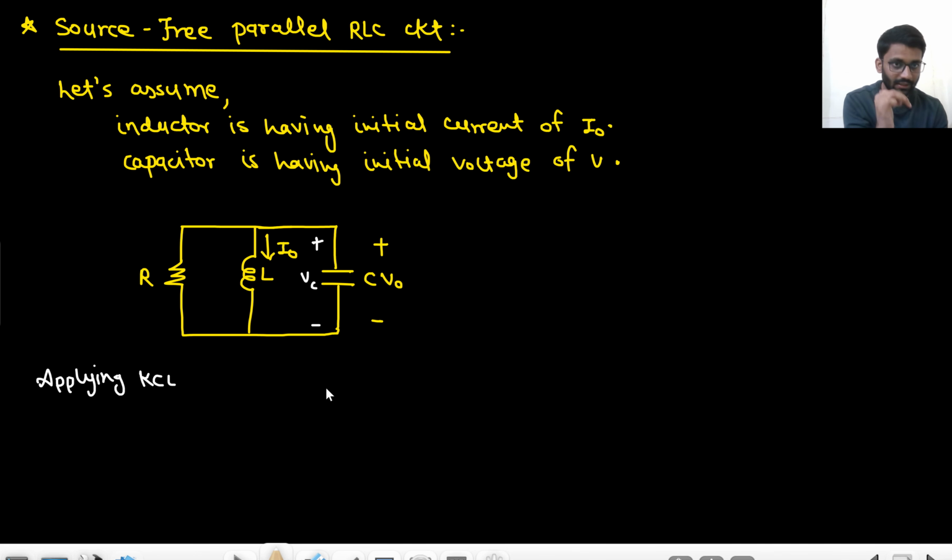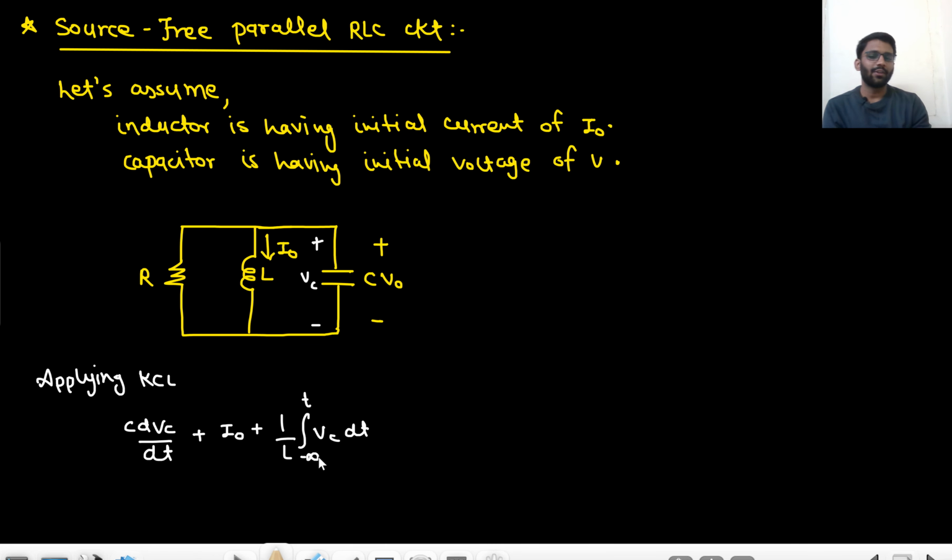So what is the current in the capacitor? That is C dVc by dt. Initial voltage doesn't matter while writing the current. What is the current in the inductor branch? That is I naught plus 1 by L integration of Vc dt, from minus infinity to t. If the switch was closed at t equals 0, you could have written from 0 to t. Why Vc? Because across all of the components you have one voltage, that is Vc.